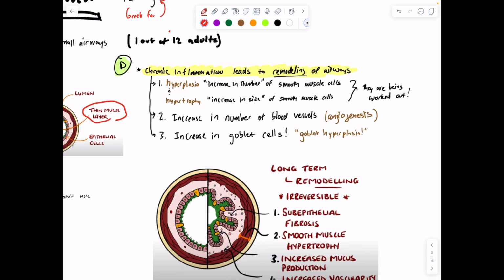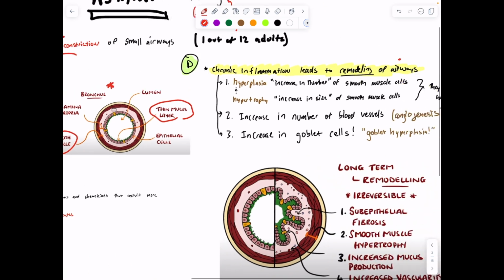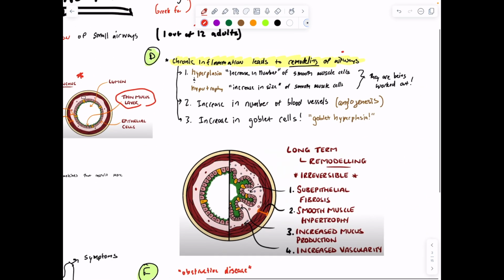All right, so if you have chronic inflammation due to asthma, this can lead to remodeling of these airways, right, the bronchi. In particular, the remodeling that we see over the long term is hyperplasia, which means an increase in number. And so hyperplasia specifically of smooth muscle cells, so an increase in number of muscle cells, and then hypertrophy means an increase in size, so hypertrophy of smooth muscle cells. Why would this be the case? Well, they're being worked out.